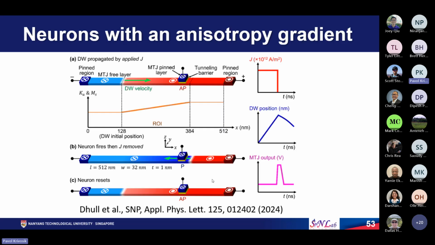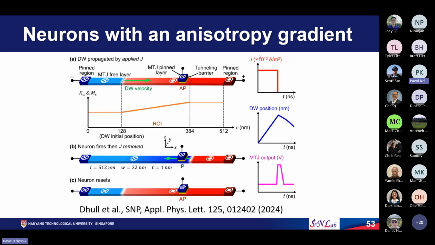We have studied four different approaches through simulation. In simulation, all the approaches work, but experimentally, we have found that three of the approaches work. One is a neuron with an anisotropy gradient. Here, this device represents a neuron and receives electrical pulses. The domain ball will move from left to right.